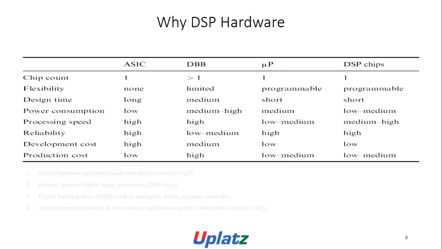Power consumption is low in ASIC, medium in DBB, medium in microprocessor, and low medium in DSP chips. Processing speed is high in ASIC, high in DBB, low medium in microprocessor, and medium high in DSP chip. Reliability is high in ASIC, low medium in DBB, high in microprocessor and DSP chip. Development cost is high in ASIC, medium in DBB, low in microprocessor and low in DSP chip. Production cost is low in ASIC, high in DBB, low medium in microprocessor and DSP chips.